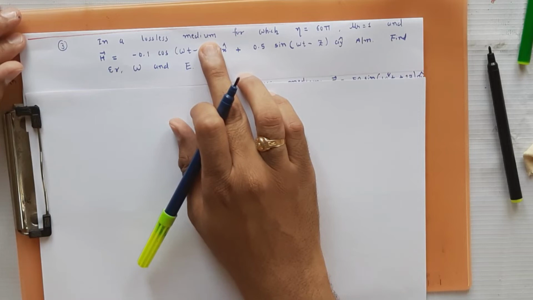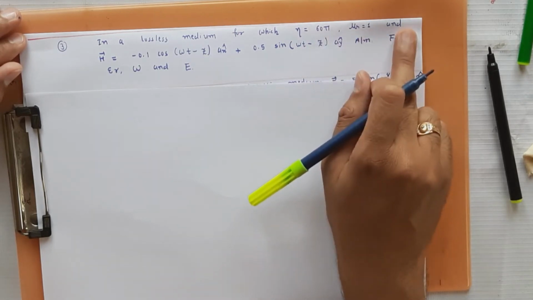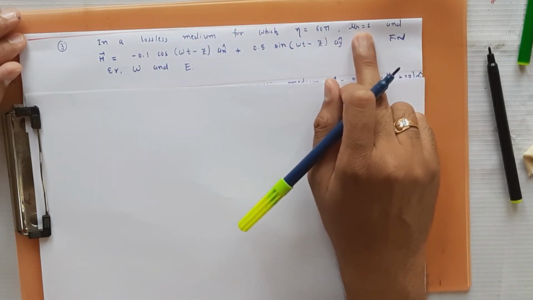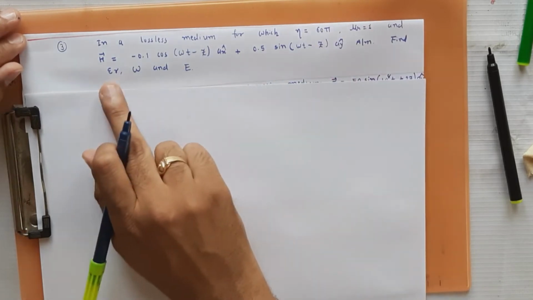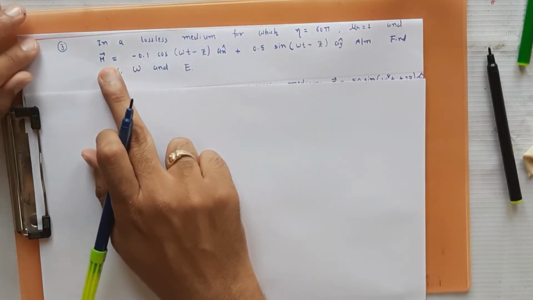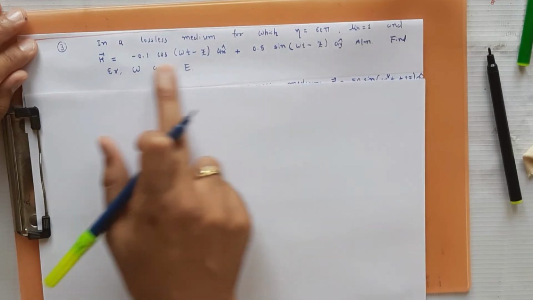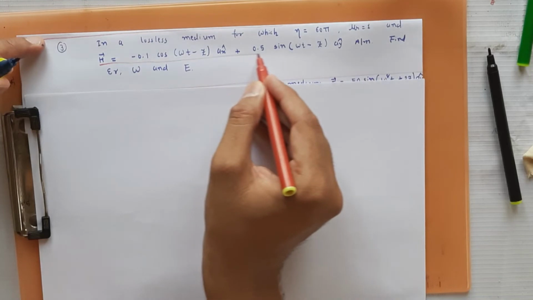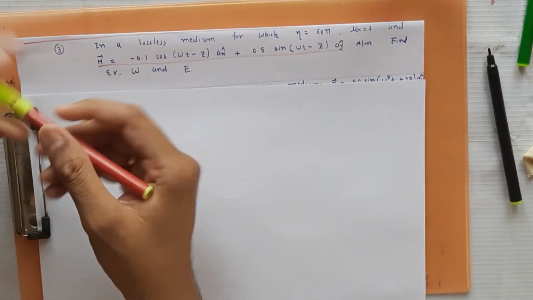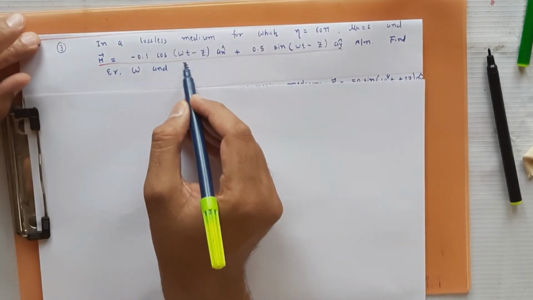Lossless medium means conductivity is 0, attenuation is 0, for which eta is given as 60 pi, and mu r is 1. Mu r is 1 means a non-magnetic medium, but epsilon r is not 1. We have to find out epsilon r. Mu r is 1 and H is given. If you look here, H is given. This one is a magnetic wave.